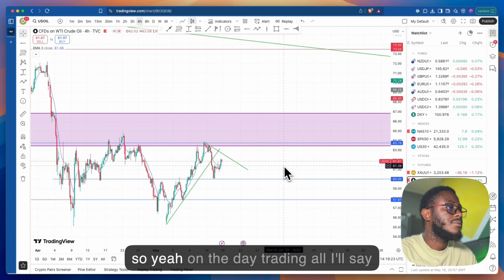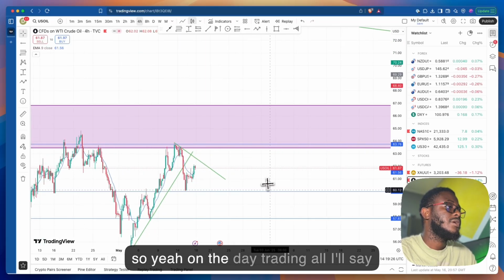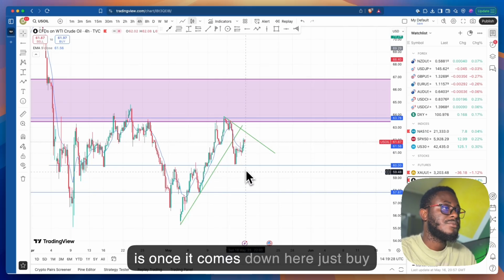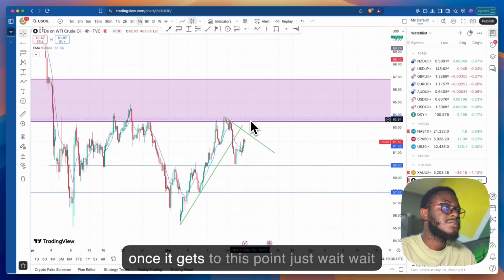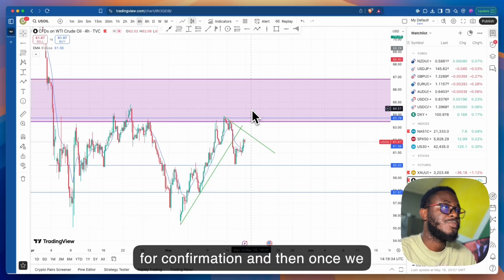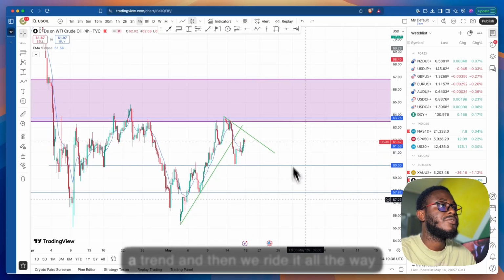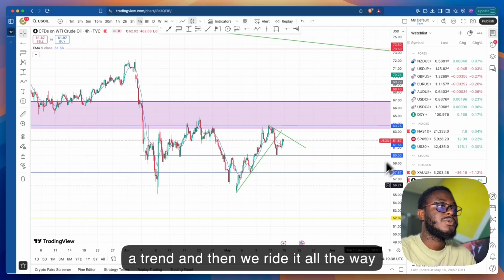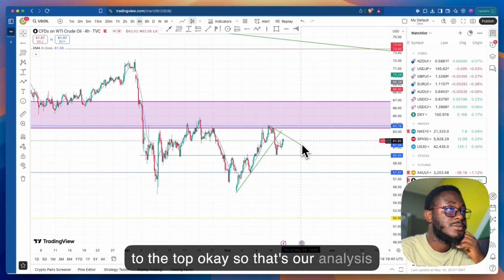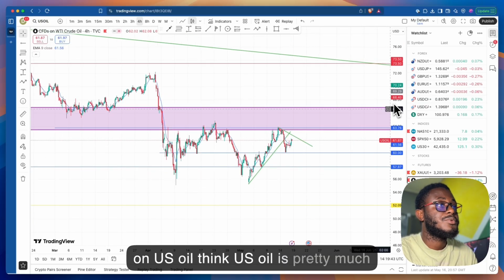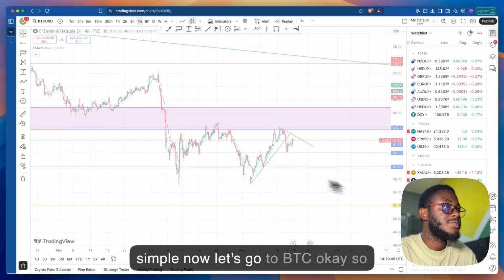So on the day trading, all I'll say is once it comes down here, just buy. Once it gets to this point, just wait for confirmation, and then once we break above it, you join the buy trend, and then we ride it all the way to the top. Okay, so that's our analysis on US oil. I think US oil is pretty much simple. Now let's go to BTC.